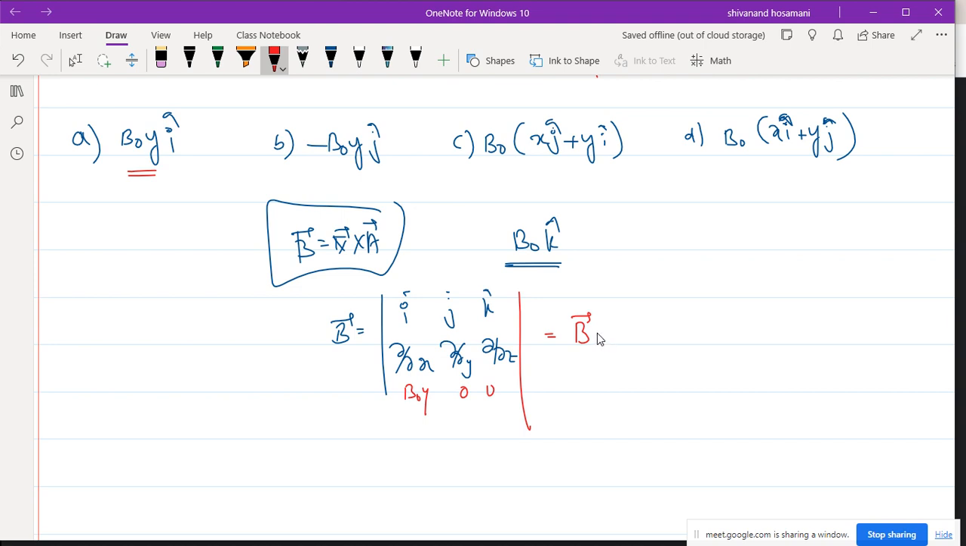If you take only the I component, see what happens. If I take the I component, what comes here? For the I component it is going to be 0, completely 0. Minus the J component, taking the J component it is 0, plus the K component, taking the K component it is going to be only B naught. So B vector is equal to B naught K cap.